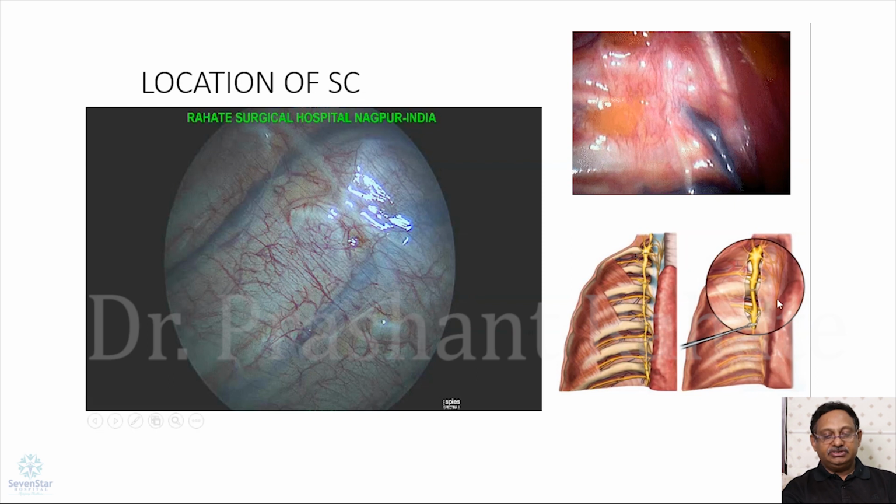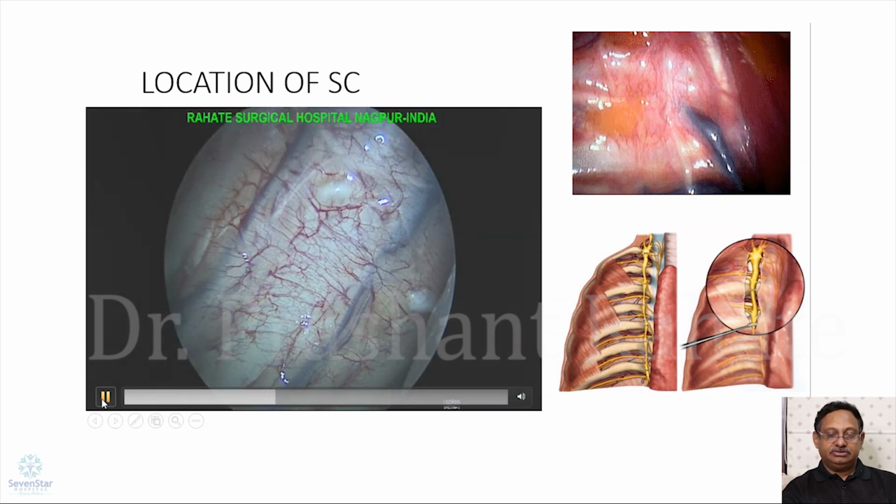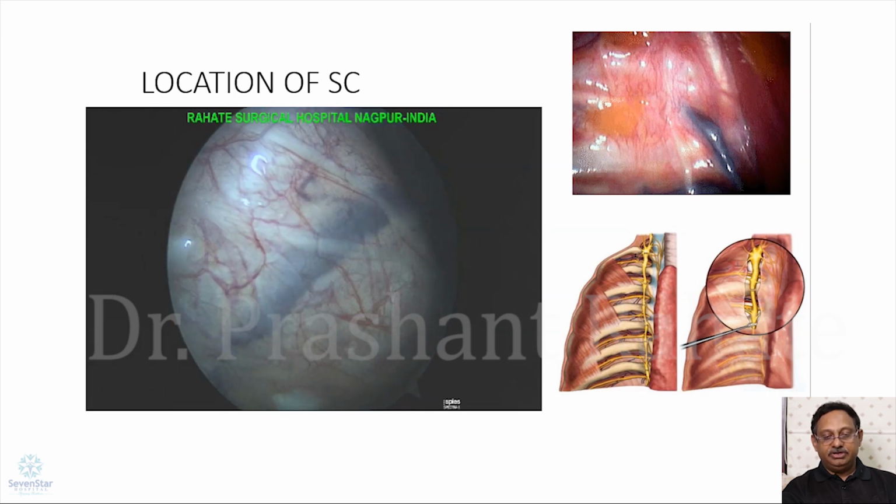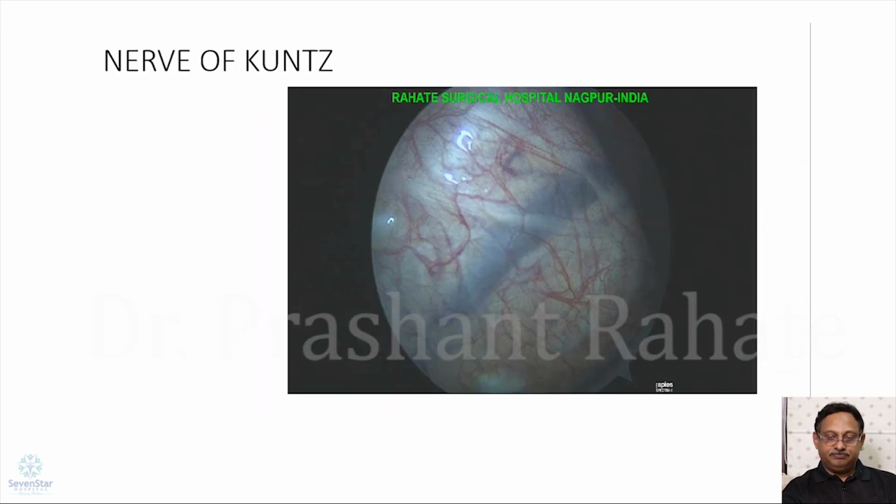The location of the sympathetic chain was done after entering into the thoracic cavity. We could see the vertical fibers going perpendicular to the ribs and the intercostal vessels. You can see here that in the paravertebral gutter, the vertical chain is coming with its multiple ramifications, and those fine white fibers are the guide to identify the site and the location of the sympathetic chain.